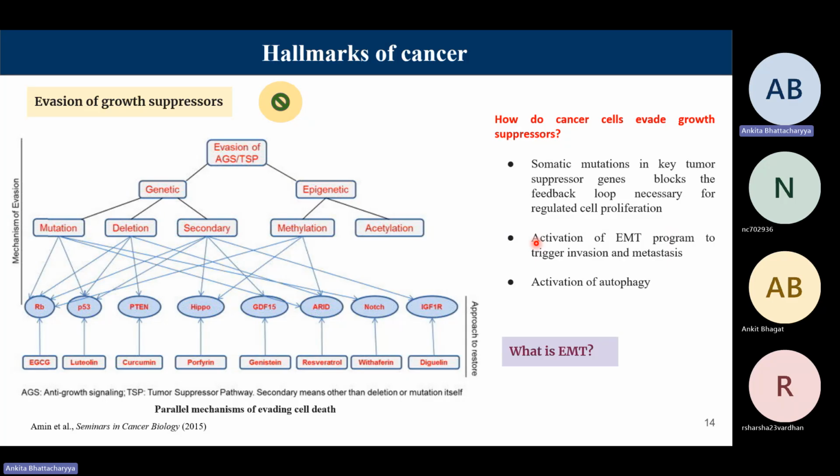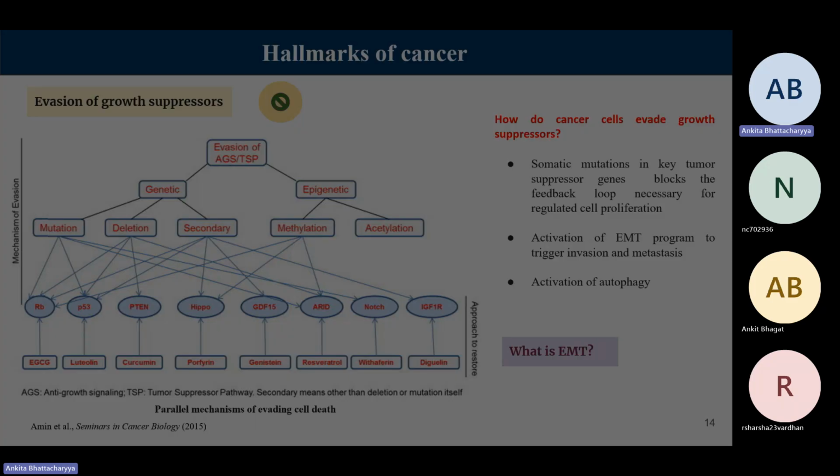And secondly, activation of EMT program to trigger invasion and metastasis is another thing that happens. Activation of autophagy also becomes an advantage in the context of cancer in the long run. So these are the different mechanisms we had talked about. The evasion of these tumor suppressor proteins. Its role is executed either at a genetic or an epigenetic level, all of which help in aiding the effect of the mutation within the cells. So yeah, then we talked about EMT, whose discussion was done later on.